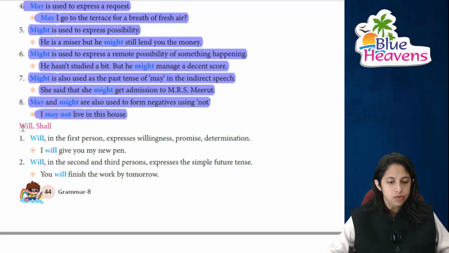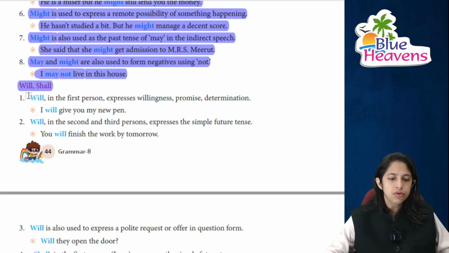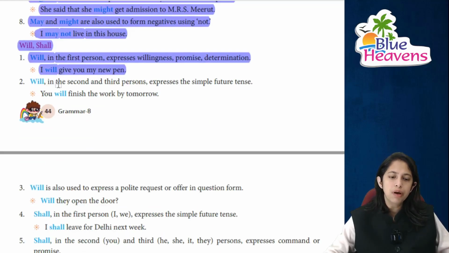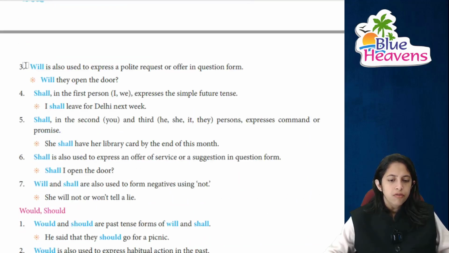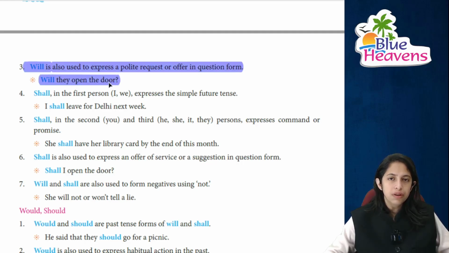live in this house. Will or shall. देखिए, will in the first person expresses willingness, promises and of course determination. I will give you my new pen, मैं आपको अपना पेन दे दूंगा. Will in the second or third person expresses the simple future tense. You will finish the work by tomorrow. Will is also used to express a polite request or offer in question form, जैसे will they open the door, क्या वो दरवाजा खोल देंगे.